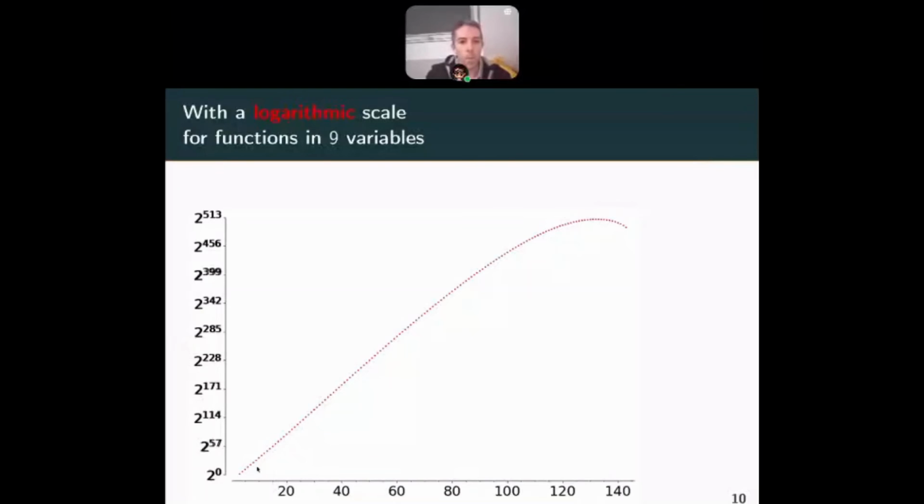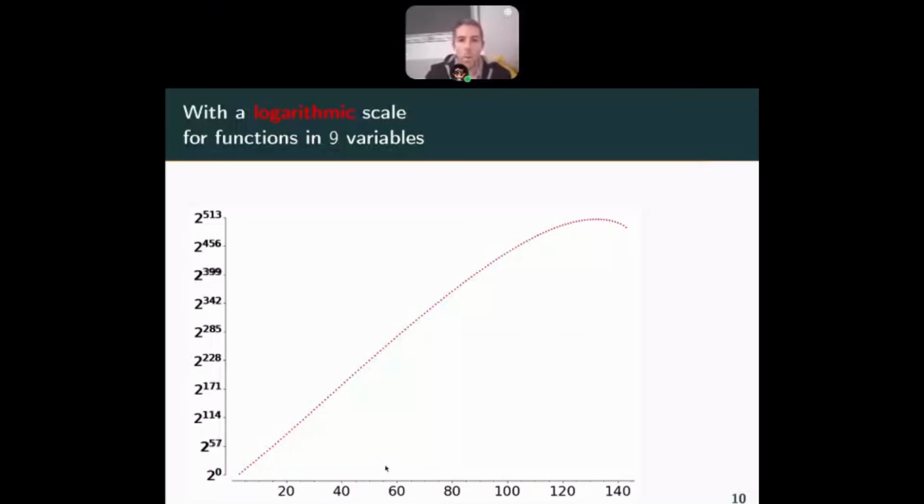In practice, we are now able to obtain the exact distribution of the functions up to 9 variables. Here, for example, I have plotted my distribution in a logarithmic scale. And now I am able to know exactly how many ROBDDs, for example, of size 40 I have. There are around 2 to the 170.